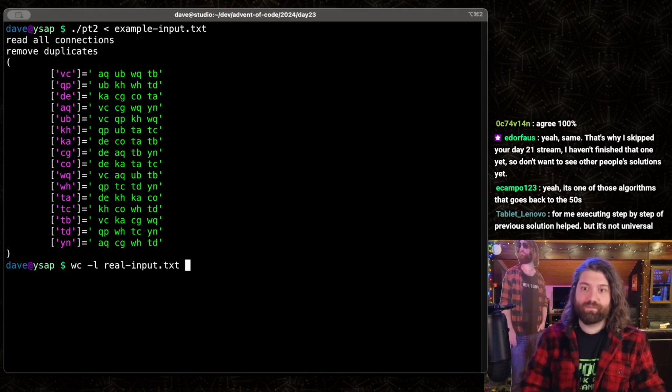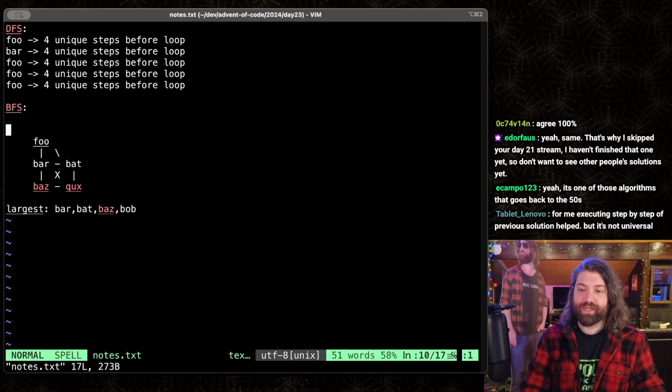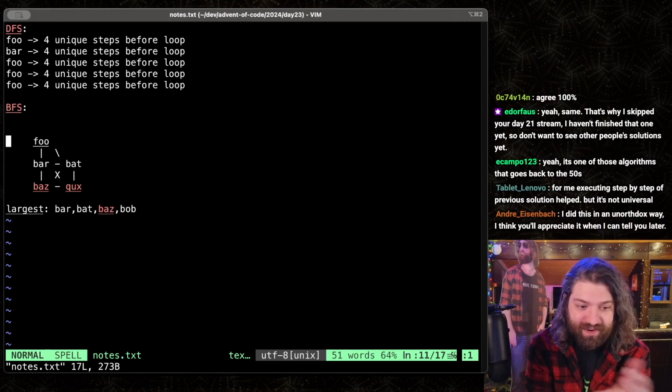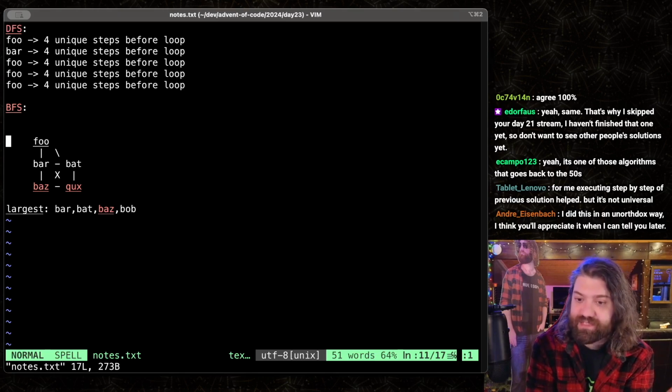So, okay, this isn't helpful. Let me stare at a different representation of the same data and see if this is helpful. I did this in an unorthodox way. I think you'll appreciate it when I tell you later. I think I will. I'm excited for that. I'm going to figure this out right now at this very moment.